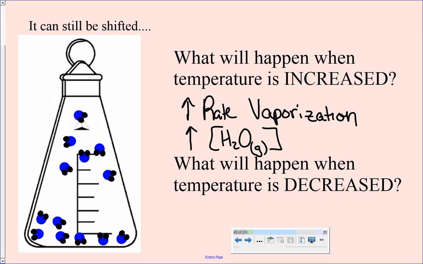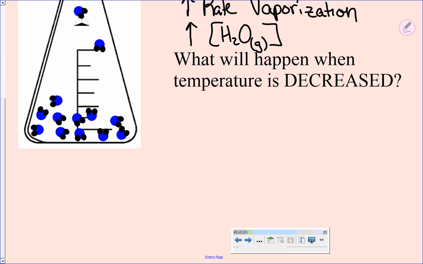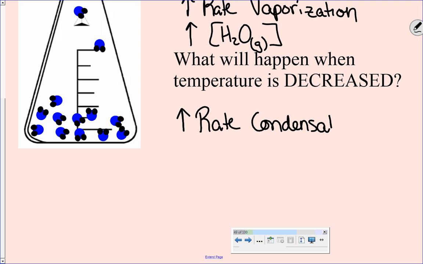Whereas if we decrease the temperature in this flask, as these guys lose their kinetic energy, they might be more likely to turn back into a liquid phase. So now our rates would not be equal anymore. We'd have an increased rate of condensation. In this case, we would have an increase in the concentration of liquid water.